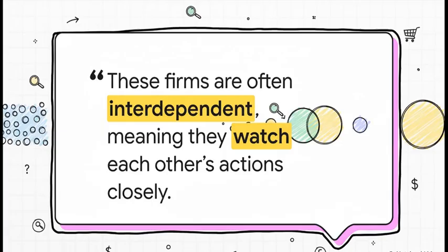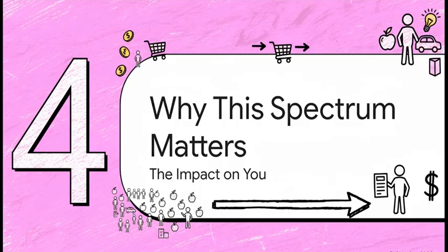The magic word here is interdependence. In an oligopoly, these big firms are basically in a high-stakes chess match with each other. They're watching every single move. If one mobile network suddenly drops its prices, you can bet the others are going to react, and fast, or they'll lose a ton of customers. It's why you see them competing so hard on stuff like advertising and loyalty cards, instead of just constantly slashing prices.